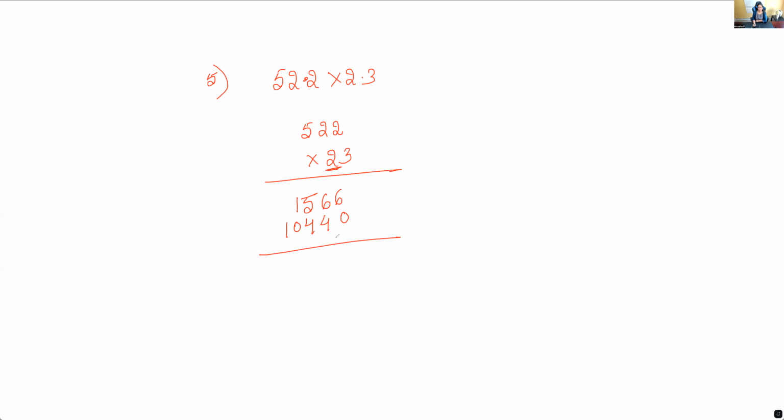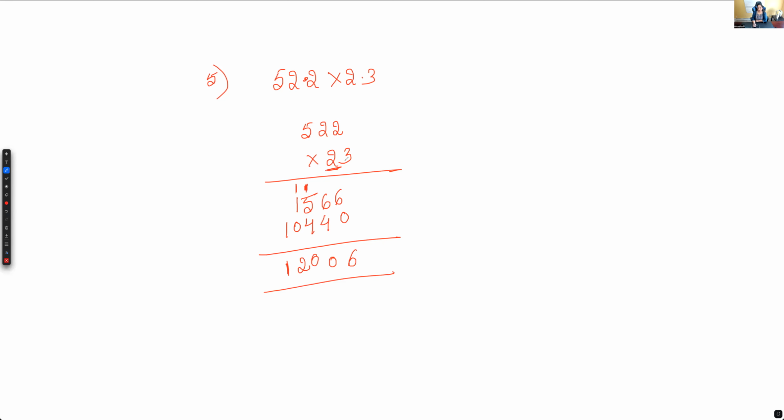And then we have to add them. So 6 plus 0 is 6, 6 plus 4 is 10, 0 and 1 on the top. Because we got a carry, you keep it on top of the next number like in regular addition. 5 plus 1 is 6, 6 plus 4 is 10. So 0 here and 1 on the top. 1 plus 1 is 2, and then 1.